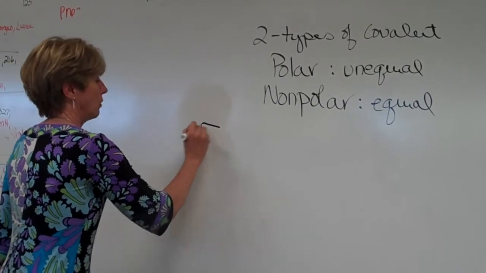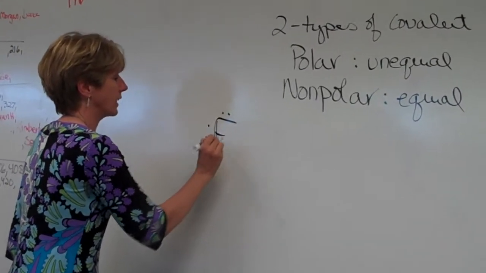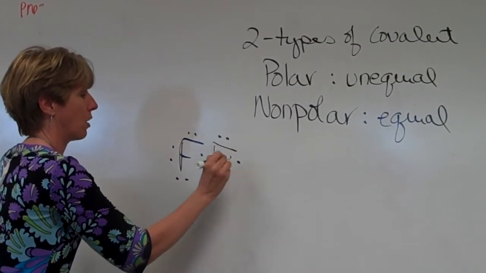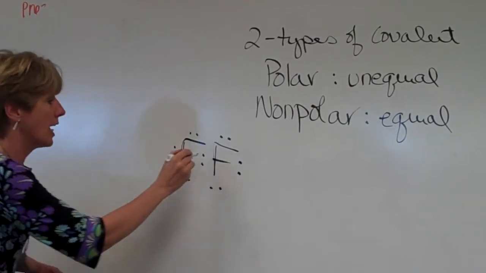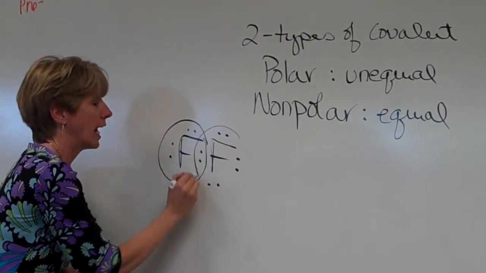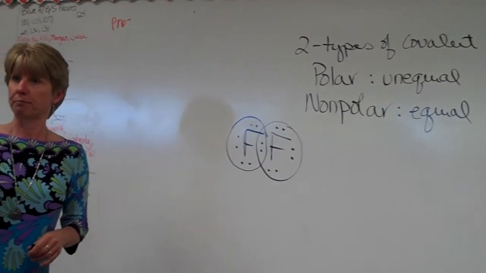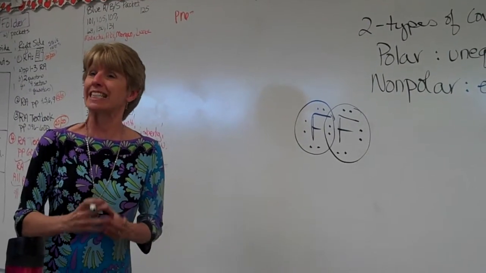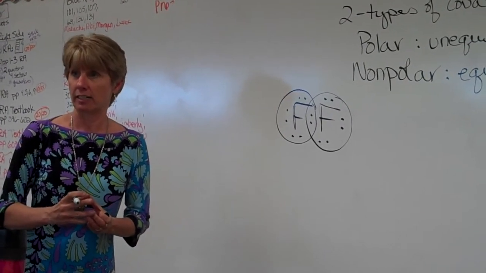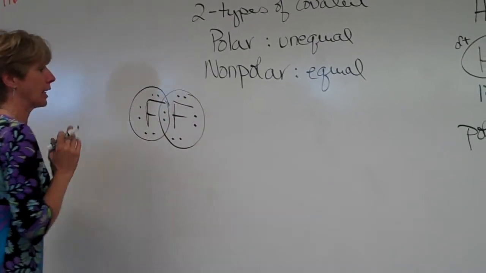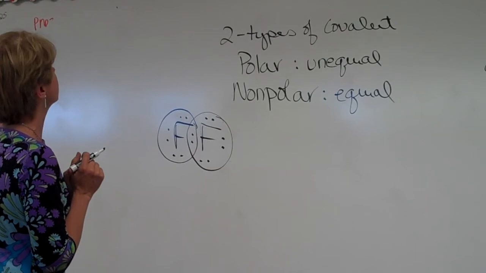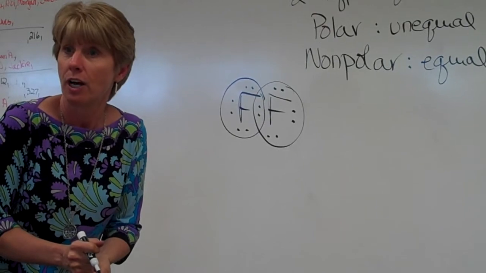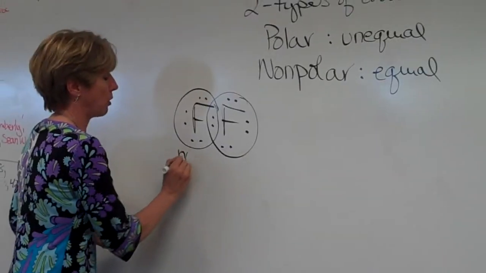So let's take a look. Fluorine, 1, 2, 3, 4, 5, 6, 7, 8. Here's another fluorine, 1, 2, 3, 4, 5, 6, 7, 8. Each fluorine has 7 valence electrons, but together, when they form the covalent bond, each one thinks it has 8. The electrons are being shared equally because they have the same electronegativity, so none of them is pulling on the electron more strongly. Okay? So this would be a nonpolar.